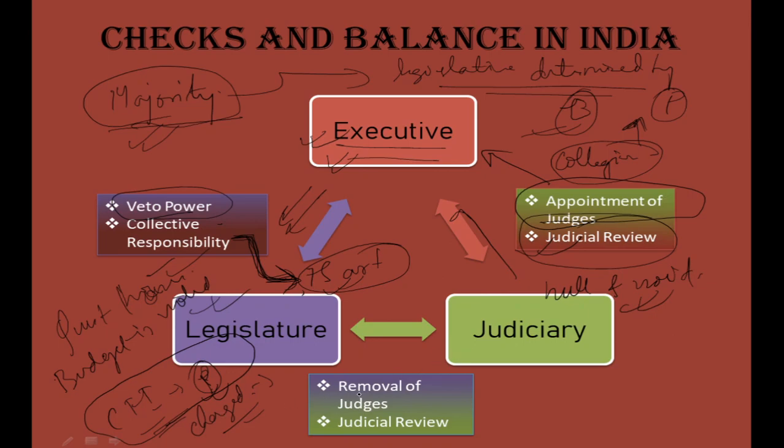Similarly, legislature and judiciary: removal of judges can be done by the legislature. The process is difficult to ensure the independence of judges, but still the process is there. So if the judge is not functioning or is misbehaving, then the judge can be removed by the legislature. And similarly, the legislature's action can be reviewed by the judiciary. Recently, even a constitutional amendment act which created the National Judicial Appointment Commission was declared unconstitutional by the judiciary. Such is the power of the judiciary over the legislature as well. So thus we see how this system of checks and balances together with the separation of power works in the Indian system.